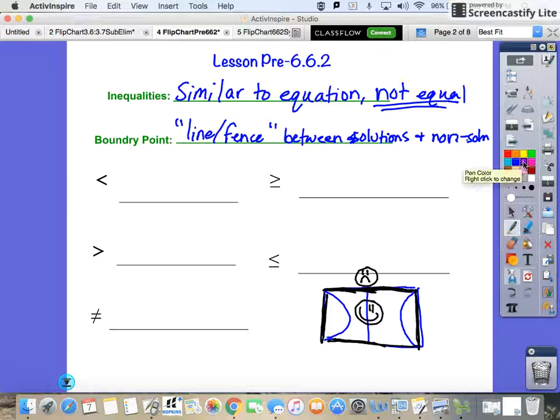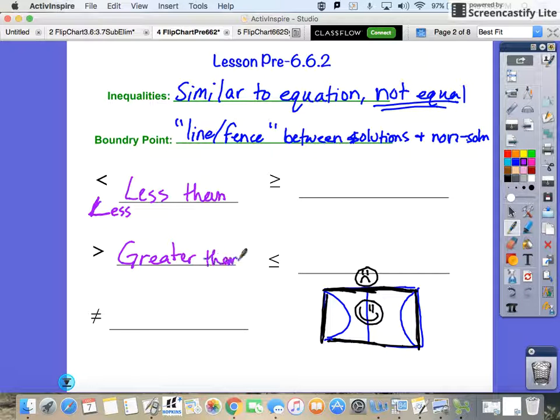So just to make sure we have the appropriate names, this symbol right here is called less than. I know this seems silly, but it's called less than because it's like a smushed L in less. This one is greater than because it's like part of the capital letter G. That's the only way I can keep them straight.